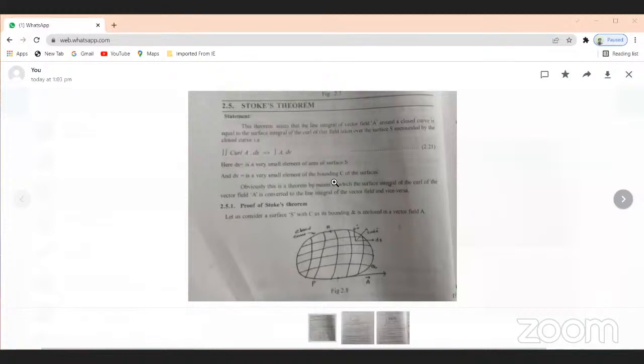The equation is integration of r dot ds is equal to double integration of r ds cos theta.